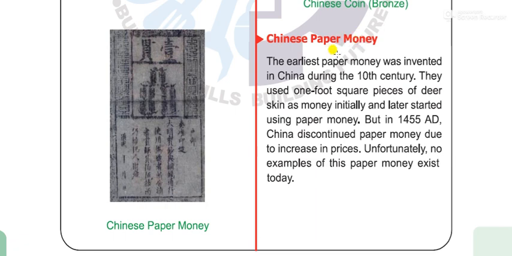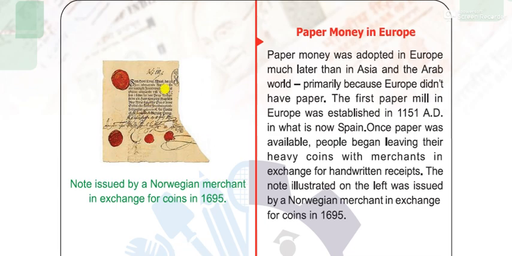Next we have the Chinese paper money. At present we also have paper money in circulation in India, and it is in circulation a lot, we can say. It was first invented in China during the 10th century. The Chinese first used the skin of a deer as money. But after a few years, they started using paper money. But in 1455 AD, China stopped using paper money as its prices were so high, and that's why they started with their next step in money.